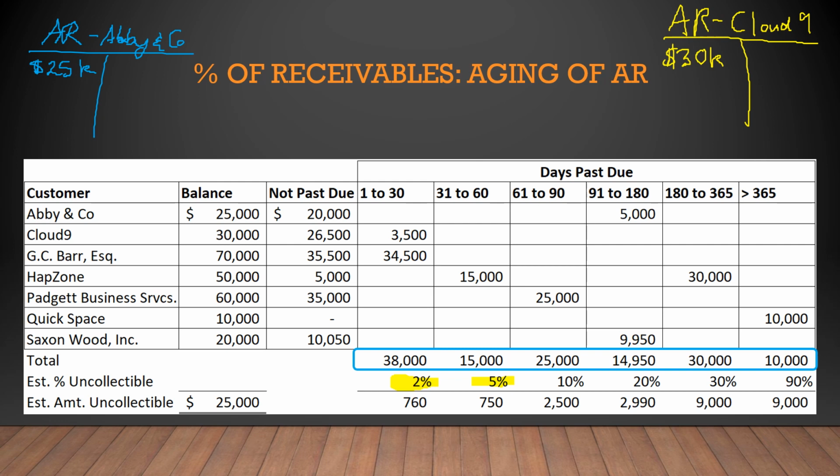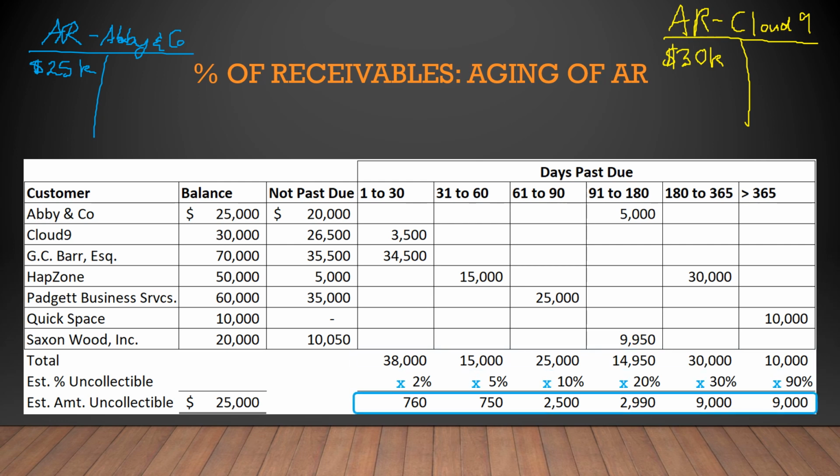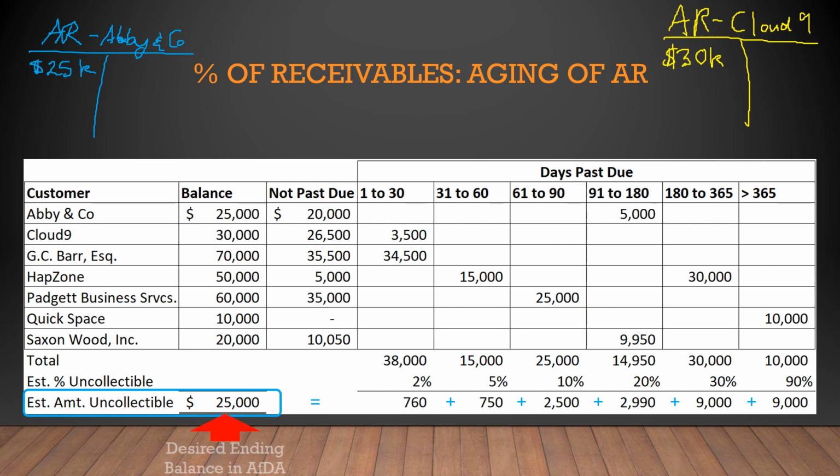If an amount goes to 61 days without being paid, approximately 10% will not be collected, and so on and so forth. Multiply the amounts past due by their respective percentages, and we have the amount uncollectible by length of time. Sum up these amounts, and you have the total amount of AR that is uncollectible, also known as the desired ending balance in AFDA.